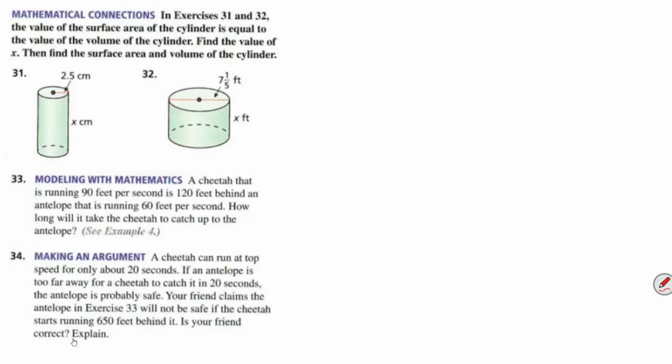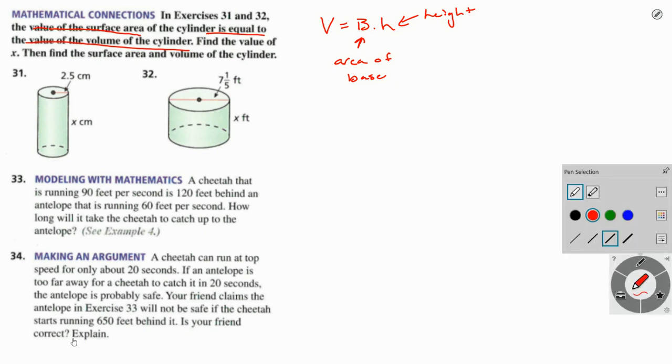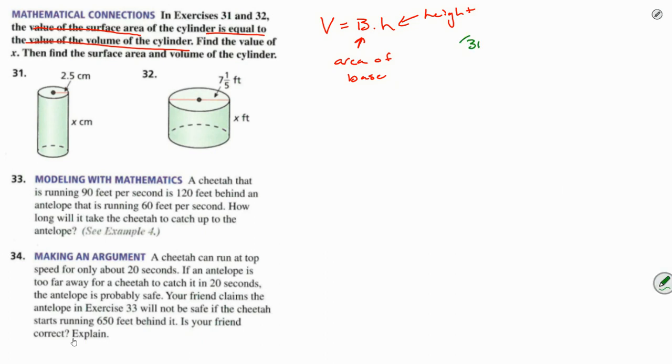Oh, the value of the surface area is equal to the value of the volume of the cylinder. Find the value of x. A cylinder has a volume of area of base times height. So the first thing we look at in number 31 is we need to find the area of the base.